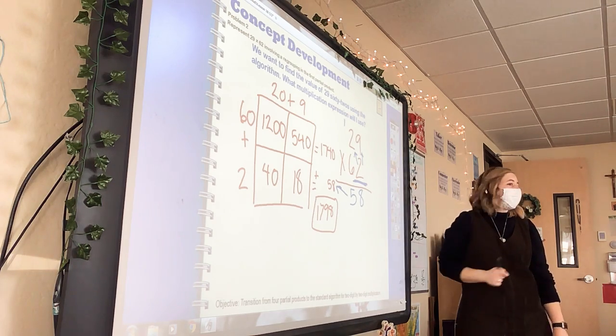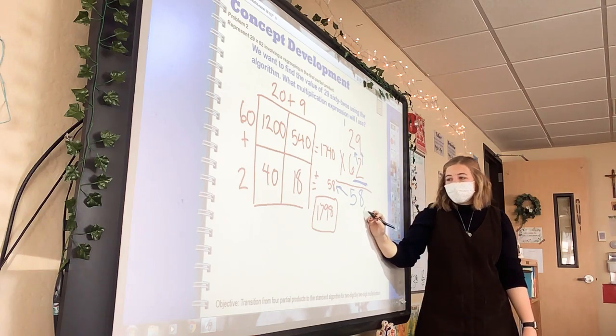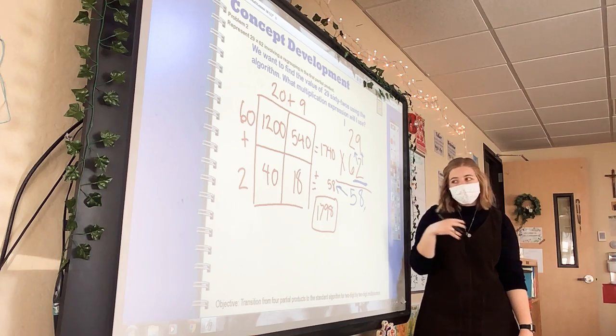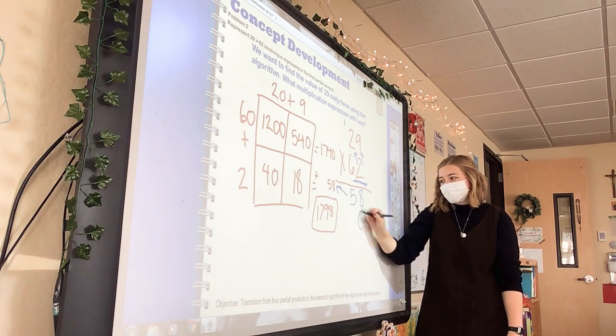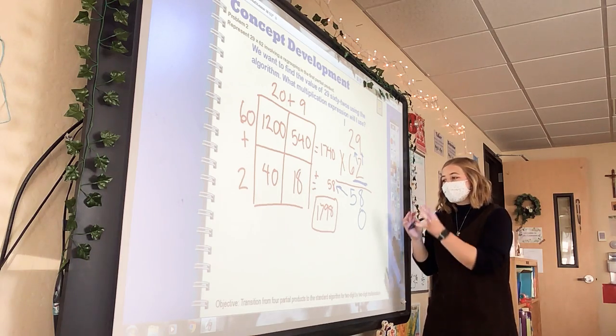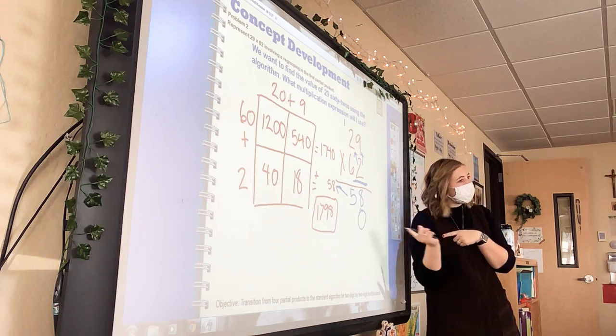Here's the part that's new. Everybody's got to be paying attention right now. Here's the part that's new. We need to add what's called a place value holder before we move on to the next part. And a place value holder is just simply a 0. It's exactly what it sounds like, place value holder. It's holding the place value.